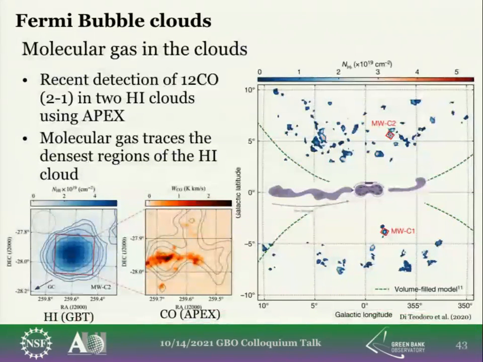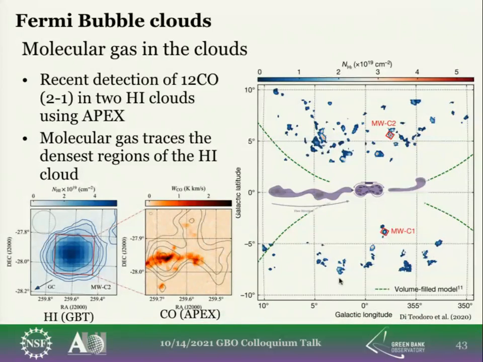All right, since most of my talk has been on molecular gas, I'd like to focus on a recent result of a detection of molecular gas in the Fermi bubble clouds. There was a recent detection of 12CO 2-1 in 2 of these HI clouds using the APEX telescope. This was a Nature paper that came out by Di Teodoro in 2020. You can see that they targeted one cloud up here and one cloud down here. Again, these clouds shown in this figure are the HI clouds that they targeted using the APEX telescope.